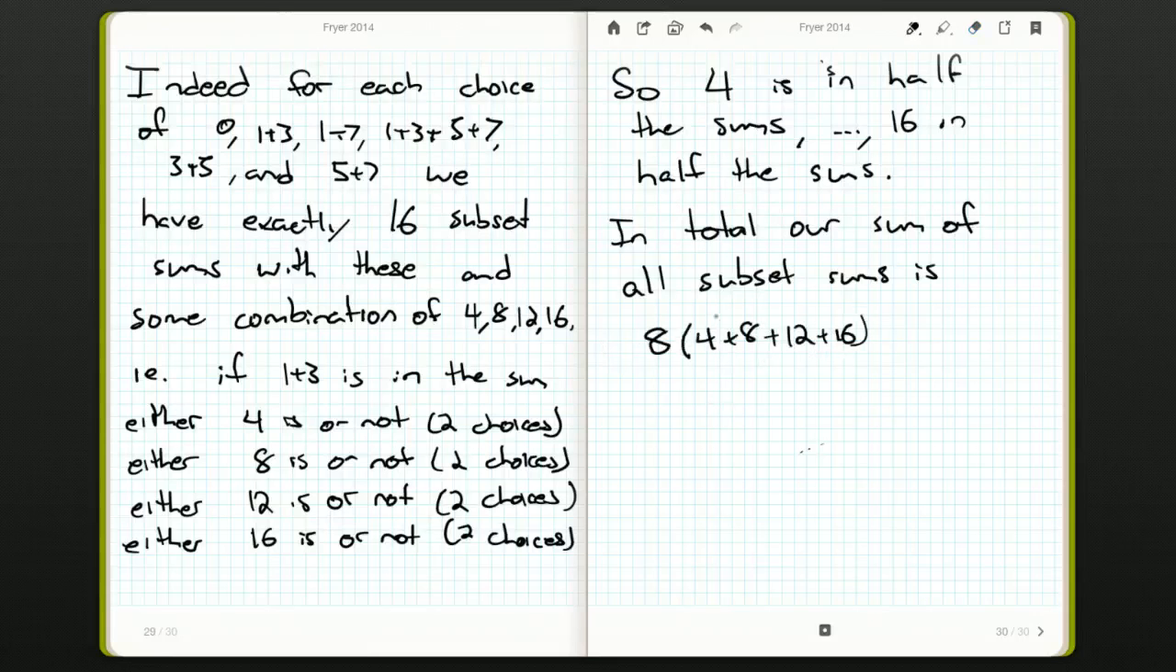And how many of these cases are there? 1, 2, 3, 4, 5, 6. So 6 times 8 appearances of 4 or 8 or so. Overall, over all the total subset sums, there's 48 appearances of 4. There's 48 appearances of 8. But there's also 16 subsets with 0. 16 subsets with 1 plus 3. So 16 appearances of each of these guys.